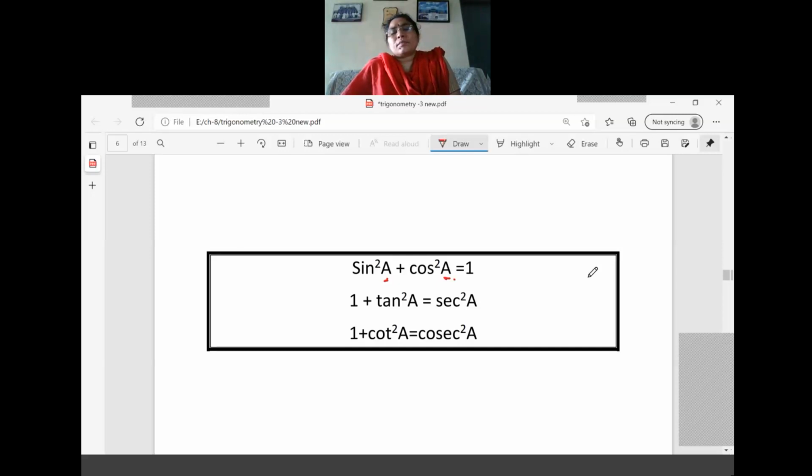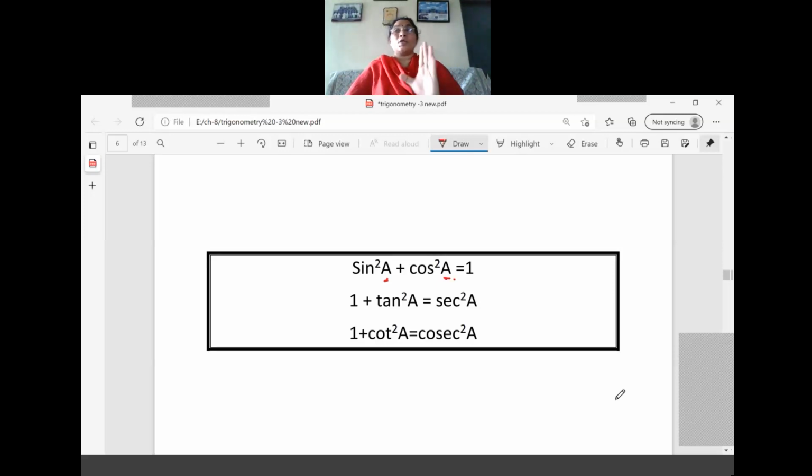So what is the first equation? Sine square a plus cos square a equal to 1 only. What is the second equation? 1 plus tan square a equal to sec square a. What is the third one? 1 plus cot square a equal to cosec square a. So I have made the three identities very clearly here.